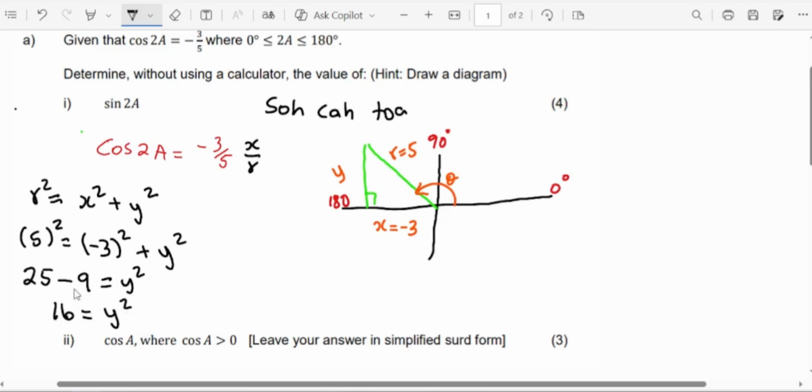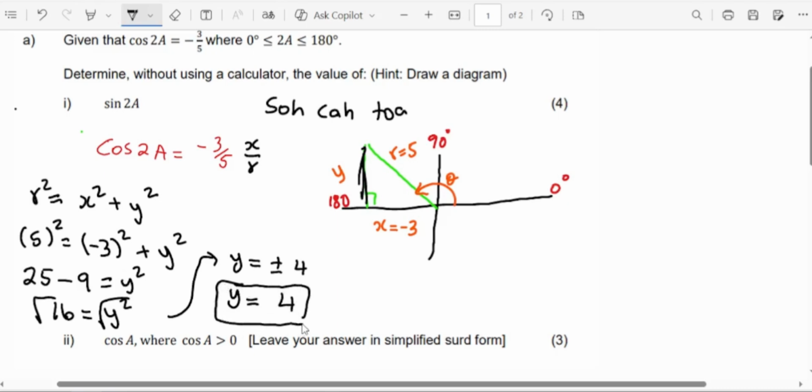So if 16 is equal to y squared, you can square root both sides. Therefore, what is y equal to? y is equal to plus or minus root of 16, which is 4. But look at the y. The y values are positive in quadrant 2. Therefore, we're going to conclude and say y is equal to positive 4. We have the value of y. That was easy. Now that you have the value of y is 4, we can answer the question.